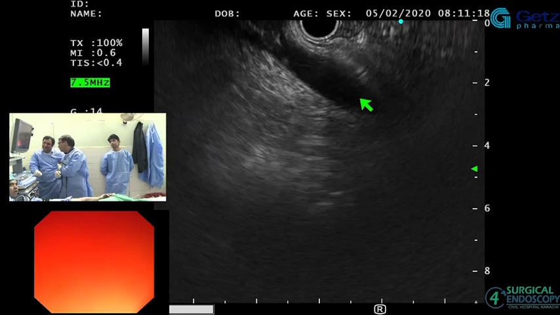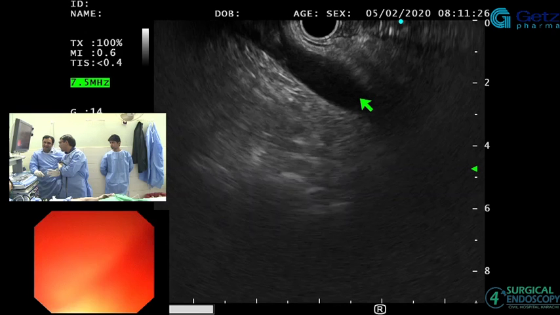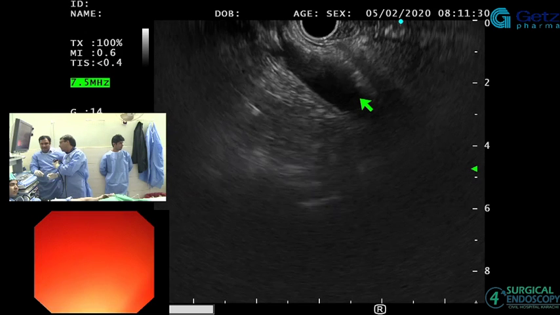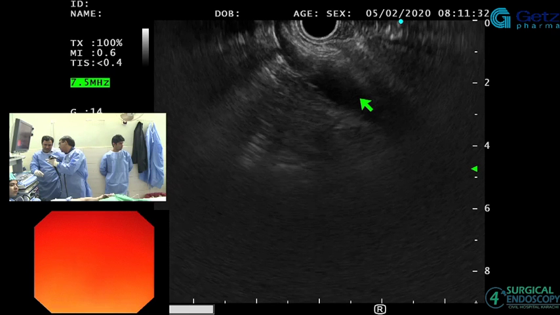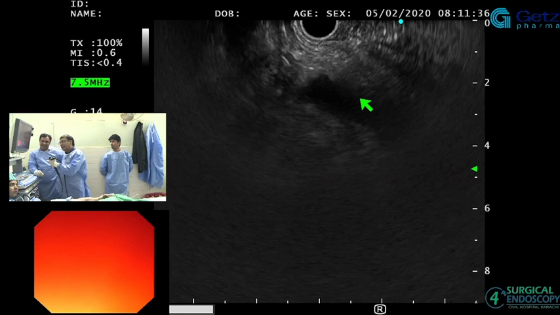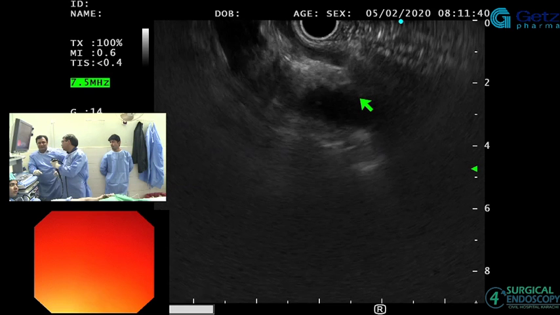Air ki wajah se niche gir gaya. Why was there air? Because one thing is you're not approximating. Also, second thing, by mistake, you keep putting your finger on the button. You need to switch from EGD to EUS, so the finger should not go on the air button. That's what was happening.